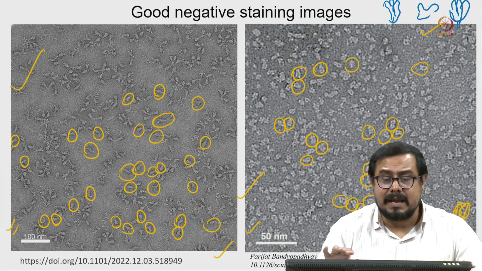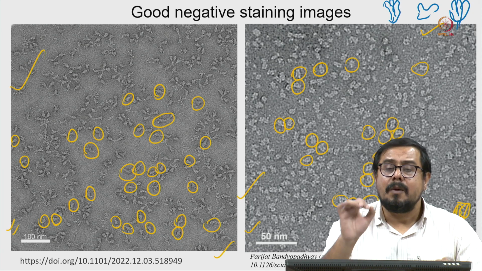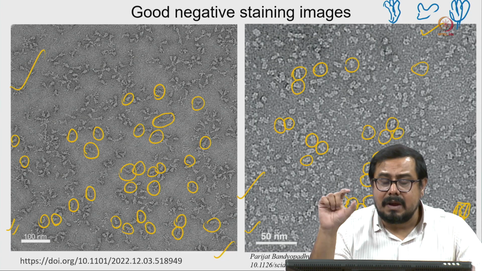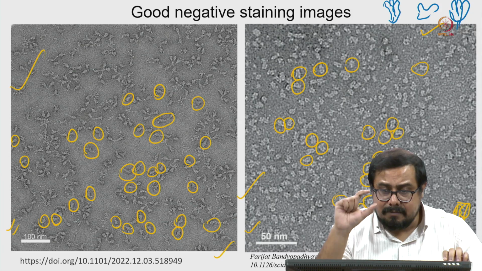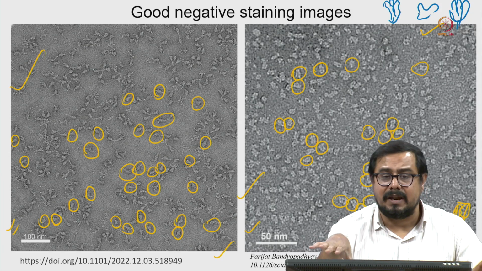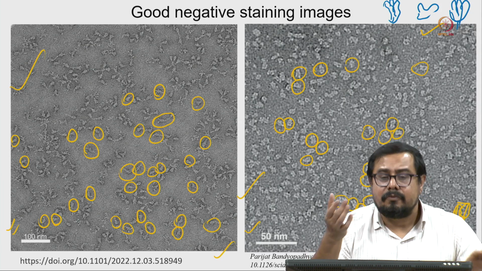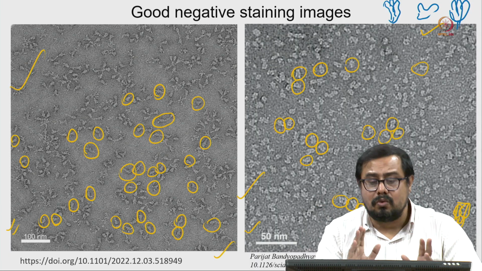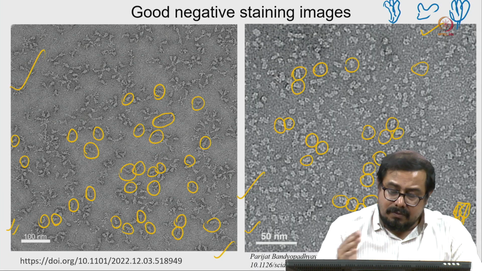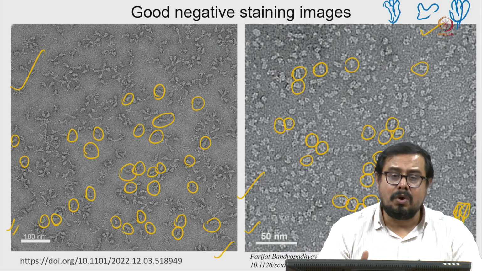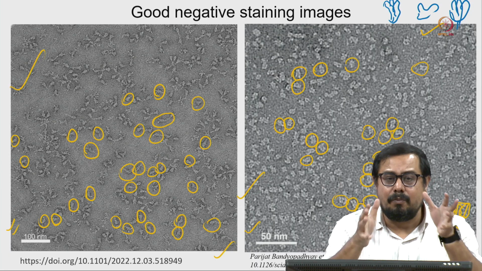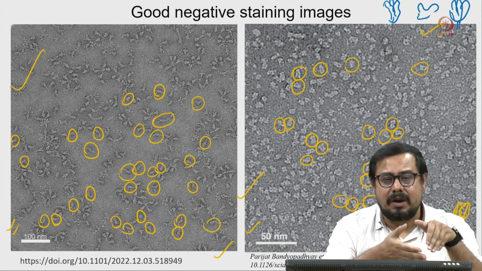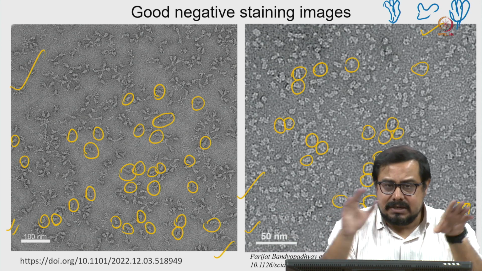You don't need a very high concentration sample. Generally 0.1 mg per ml sample concentration is good enough, and 10 microliter volume of sample is good enough for negative staining. Whereas for cryo-electron microscopy you need a very high concentration, at least 1 to 2 mg per ml, and the required volume is also higher, and you also need specific equipment to prepare the cryo sample, which is not required for negative staining. That is the major difference.